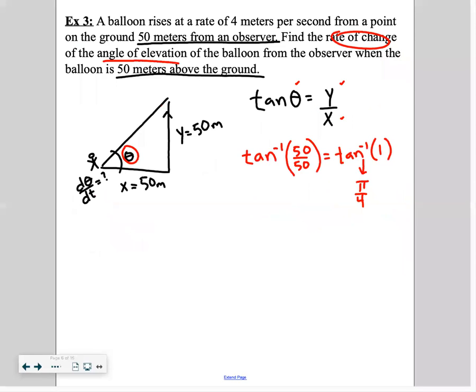And again, there's really no way around that other than just looking at the unit circle or knowing the unit circle and saying, okay, when I divide y by x on those unit circle coordinates, which one would give me a 1? Okay, and it would be pi over 4. So now you have your angle. It's going to be pi over 4.